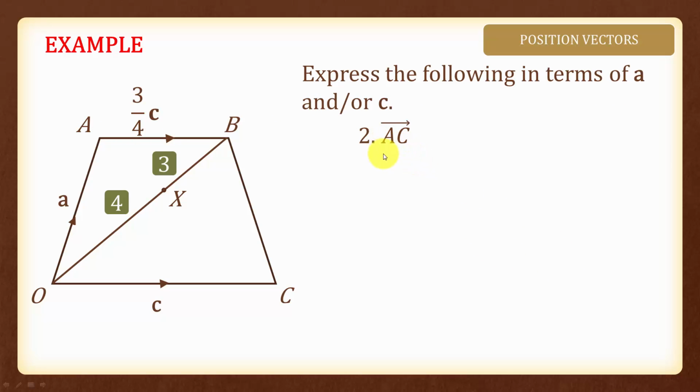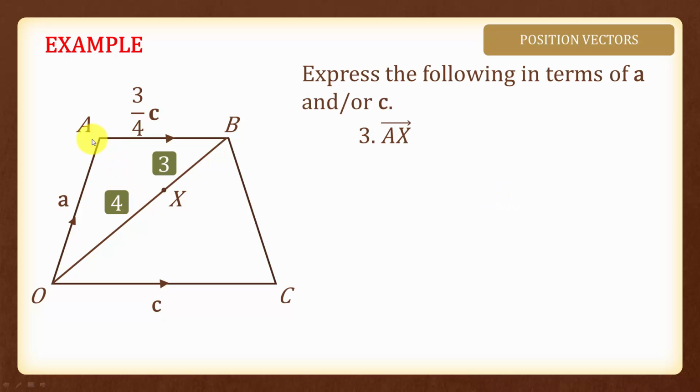Next, we are asked to find vector AC. We can use this vector addition with the common point O, or we can use the common point B as well. Now, AO is negative A, and OC is C. Therefore, we will have vector AC to be negative A plus C.